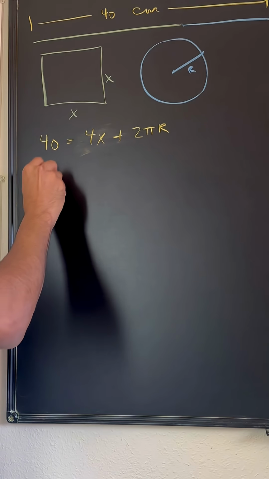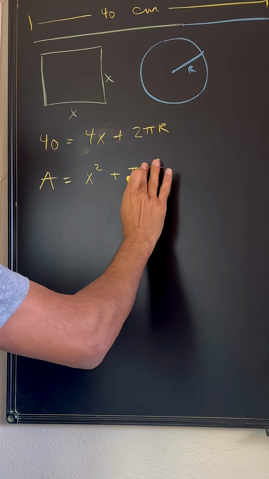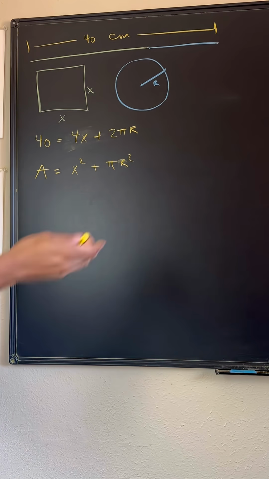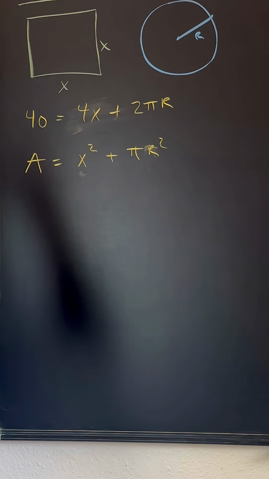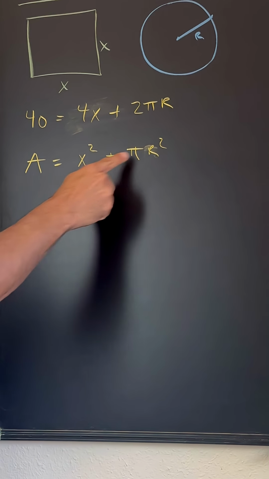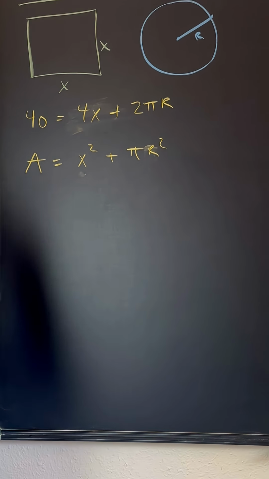of the circle. And since we're trying to minimize the area, we need to find an equation for the sum of those two areas. As you can see, it's a classic area of the square and a classic area of the circle, but we have two different variables. We have x and we have r, so what we need to do is rewrite this into one single variable.